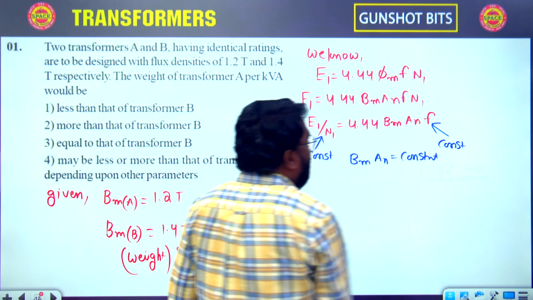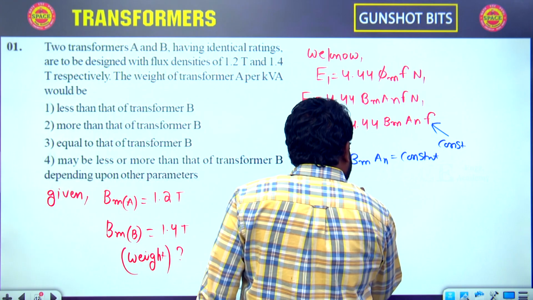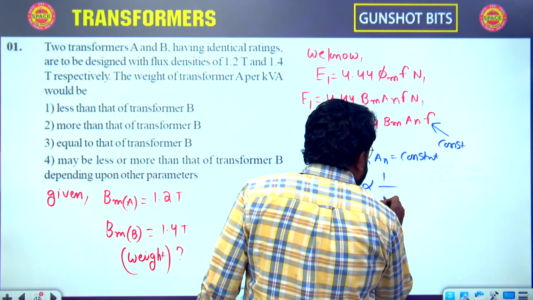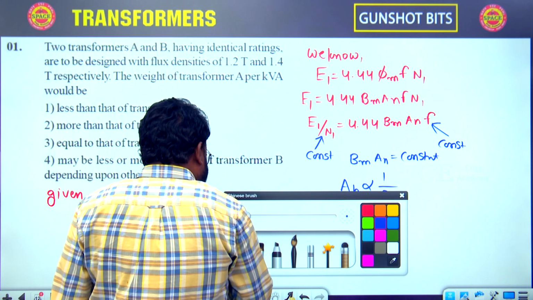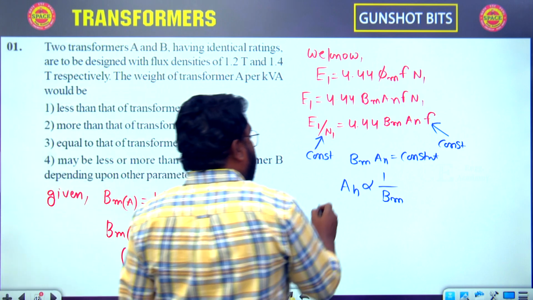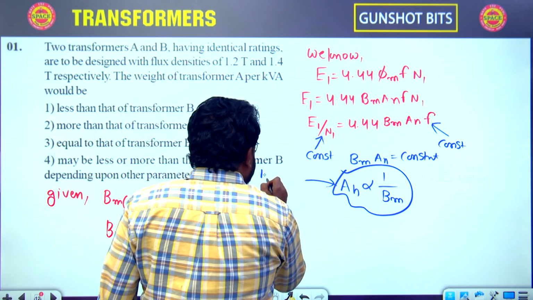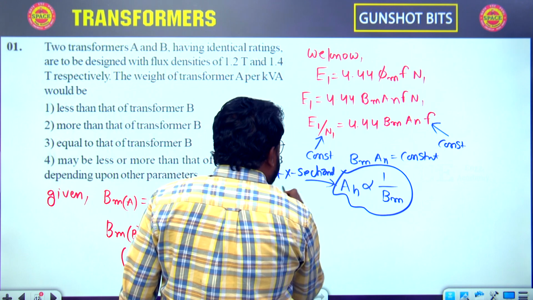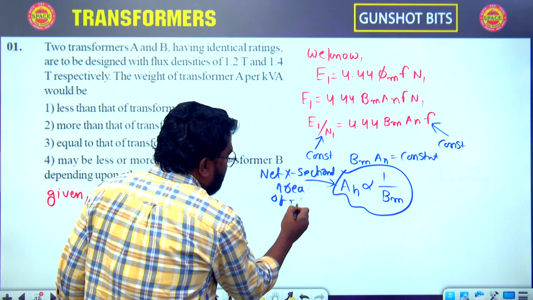By using this equation, An is inversely proportional to the maximum flux density of the transformer core. An is the net cross sectional area of the transformer core.